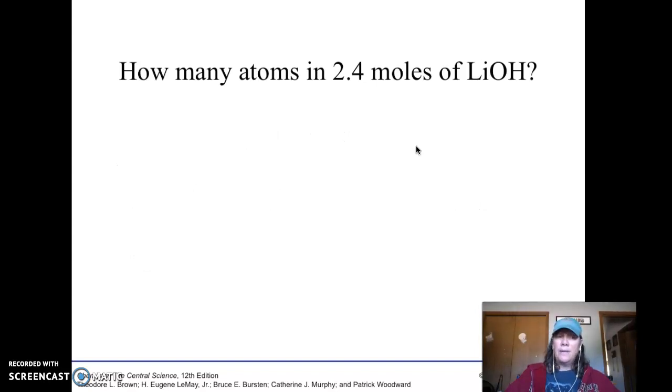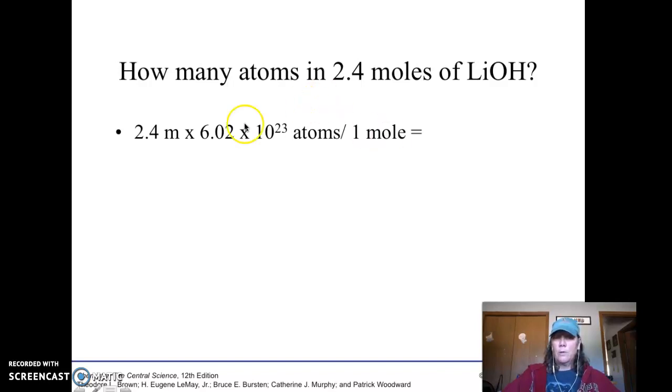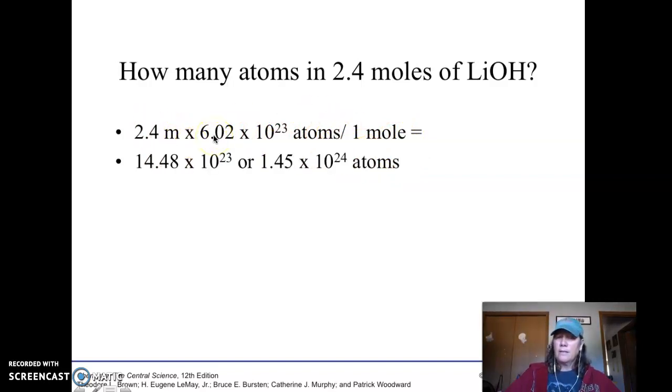Okay. How many atoms in 2.4 moles of lithium hydroxide? So I put my moles. And again, I know 1 mole of any substance, doesn't matter what it is, has Avogadro's number. So my moles are going to be opposite and cancel each other, and I'll have atoms. So I'm going to take this times this, and I get 14.48, and then I tack on my 10 to the 23rd. I can't make that disappear. So now, to be in proper scientific notation, I'm going to move this decimal over 1, because I made this number smaller, I make this number larger. So make sure you write in proper scientific notation.